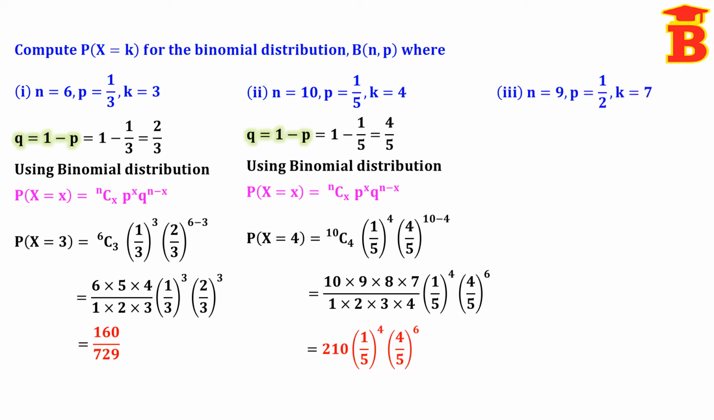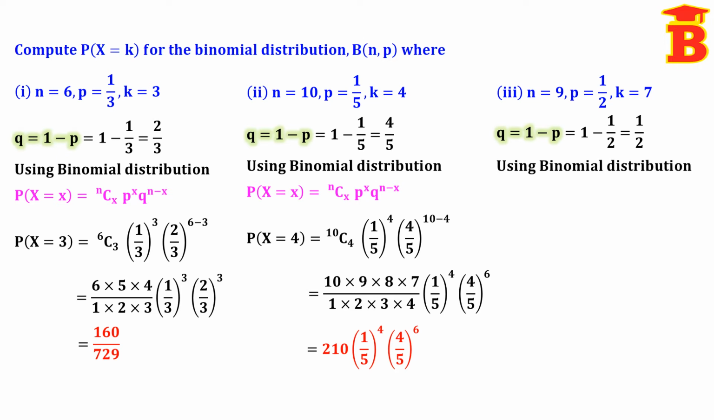Similarly, next third problem, given n equal to 9, p equal to 1 by 2 and k equal to 7. P value is 1 by 2. Let us find q value. Q equal to 1 minus p, that is equal to 1 minus 1 by 2, which is equal to 1 by 2.